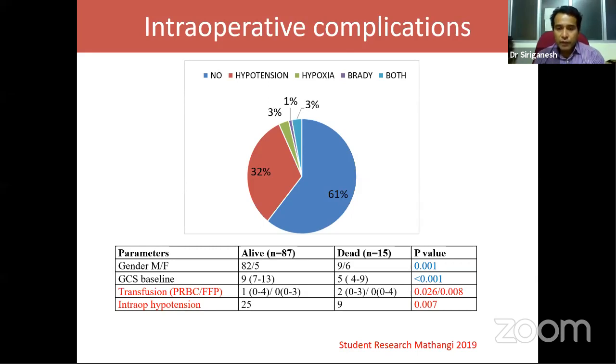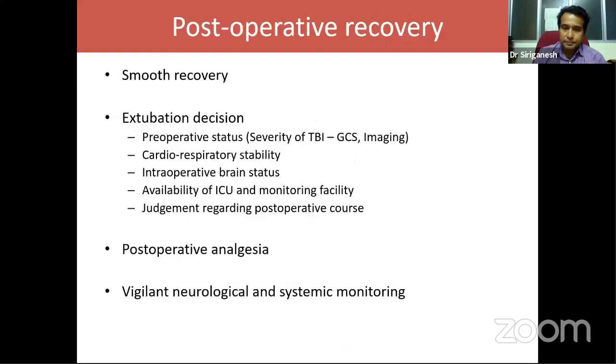These are the two modifiable factors. The first two rows, that is gender, female patients, and poor GCS at baseline, these are fixed. We cannot alter them. So at least those which are modifiable, like avoiding intraoperative hypotension, should be considered and managed.